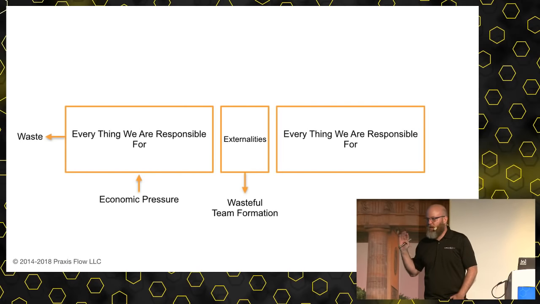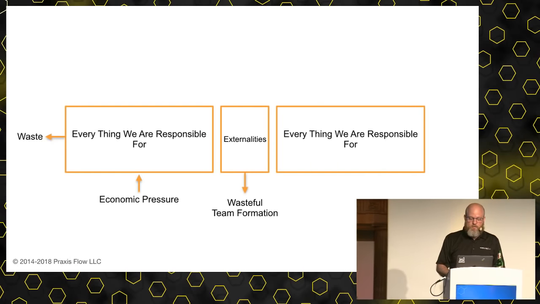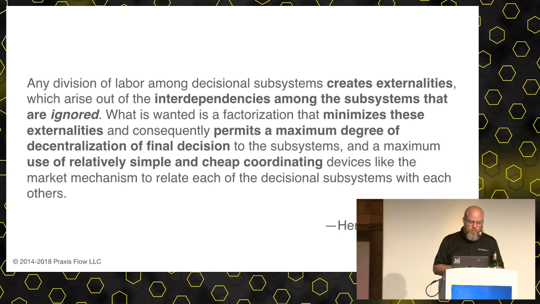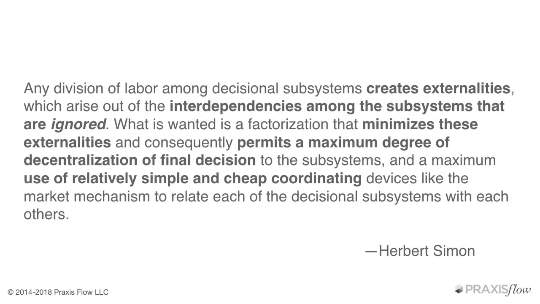Does that make sense? So paying attention to externalities, and making sure you understand that the economics of serverless will cause externalities, is another important part of the conversation. And Herbert Simon says it this way: division of labor among subsystems creates externalities that are caused by the interdependencies that are ignored. What you want to do is create a system that permits the maximum decentralization of final decisions to the subsystems, and maximize the use of relatively simple and cheap coordinating devices like markets, so that the decisions stay in the subsystem in order to avoid this.